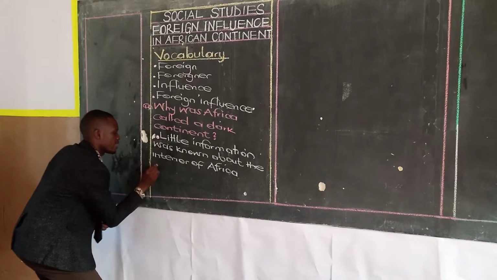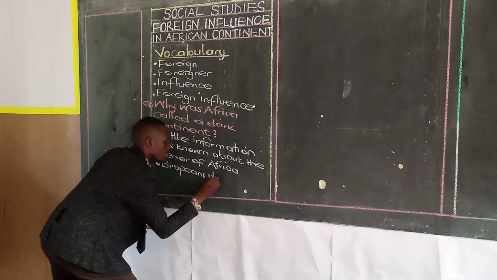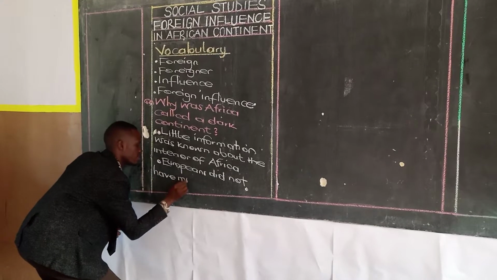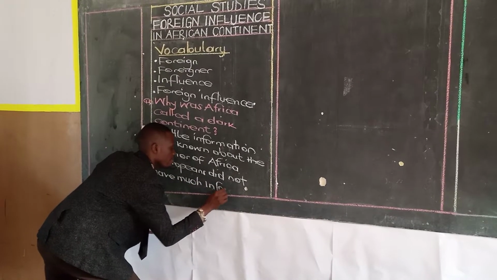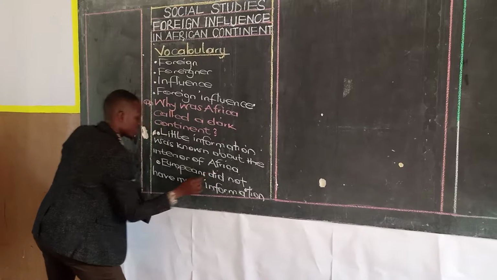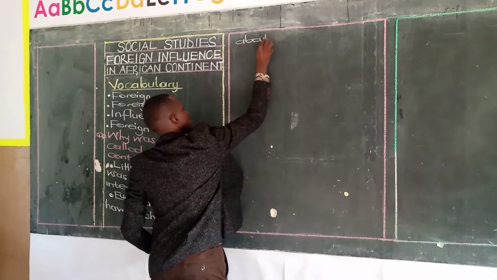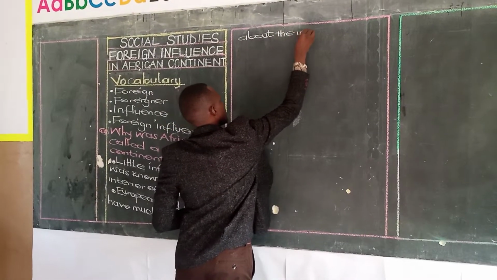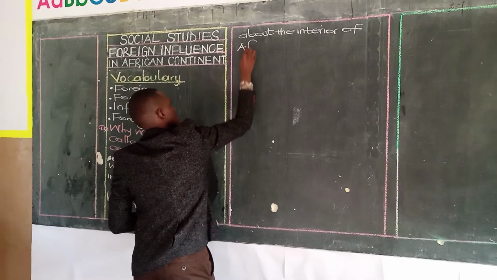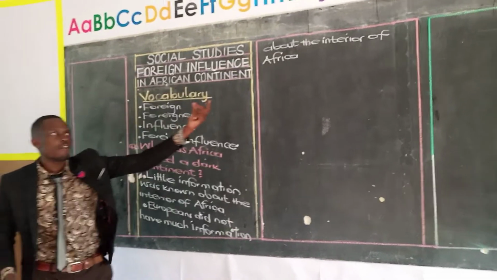Another person can say that Europeans did not have much information about the interior of Africa. It's very important. So Europeans did not have much information about the interior of Africa.